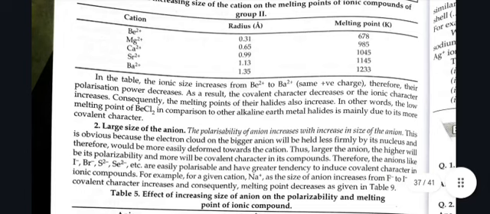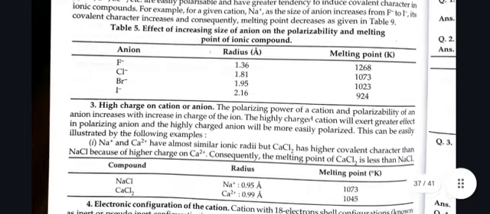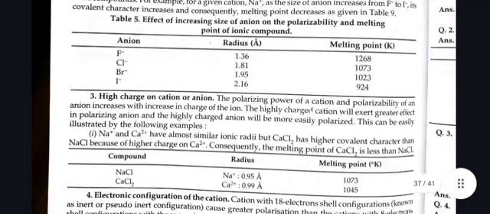In the table, the effect of increasing size of anion on the polarizability and melting point of ionic compounds. Anions F-, Cl-, Br-, I-, their radii in angstrom 1.36, 1.81, 1.95, 2.16 respectively. The melting points 1268, 1073, 1023, 924.